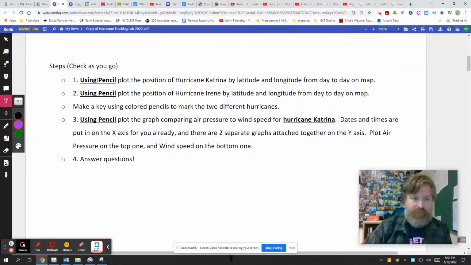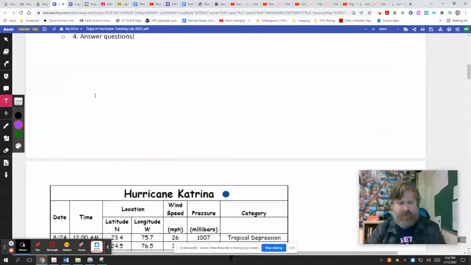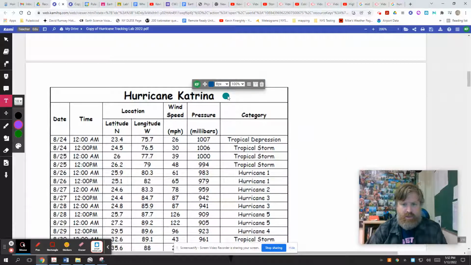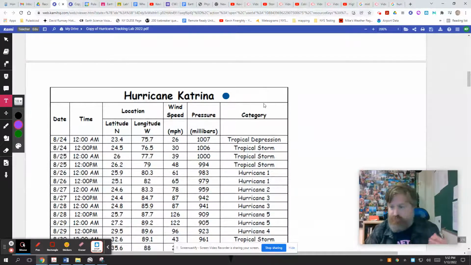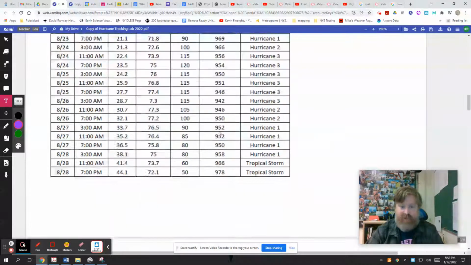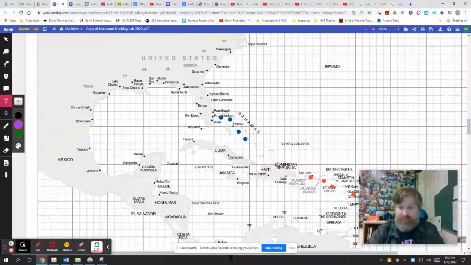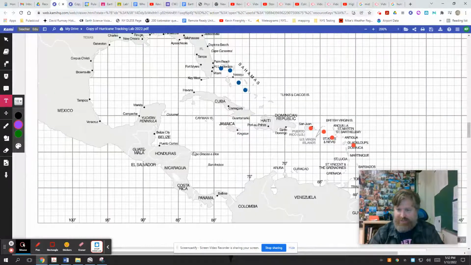So here's the job on this lab. It says using pencil, but you're here in class, you're going to use dots. Katrina's going to be blue dots, Irene's going to be red dots. And I say that because I already started some of them for you. I know that latitude and longitude's been a little slow, so I did the first 4 points on each hurricane for you, at least to get a start. 1, 2, 3, 4 are done on each one.